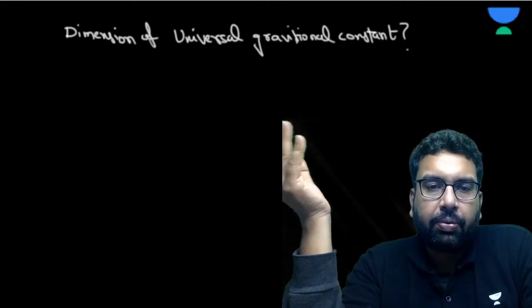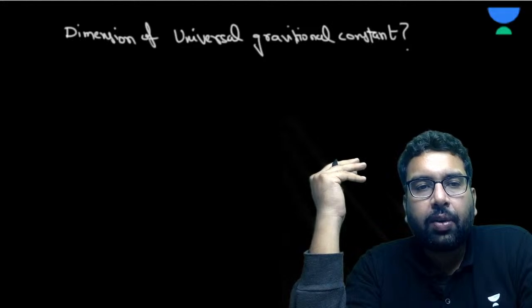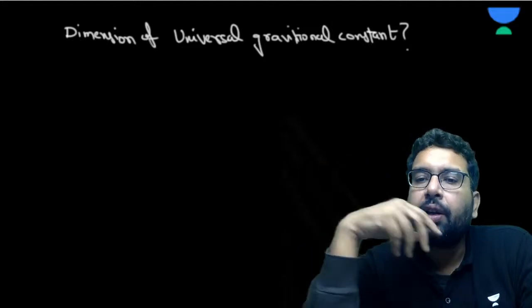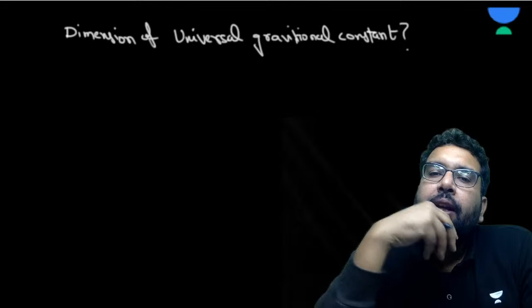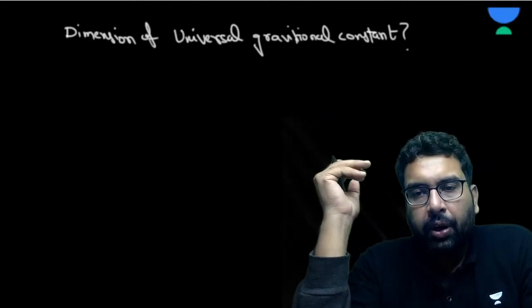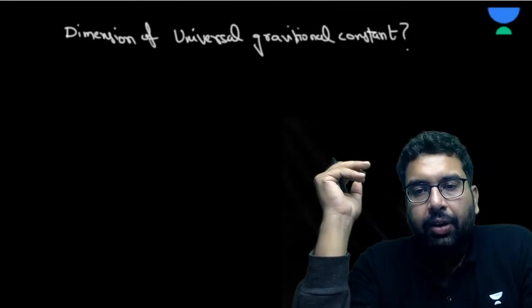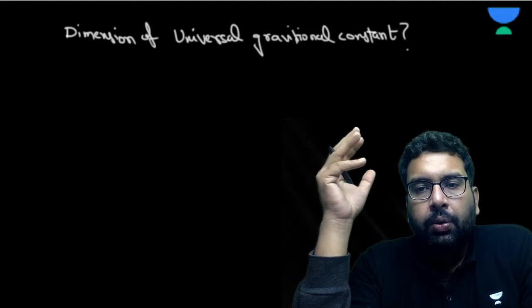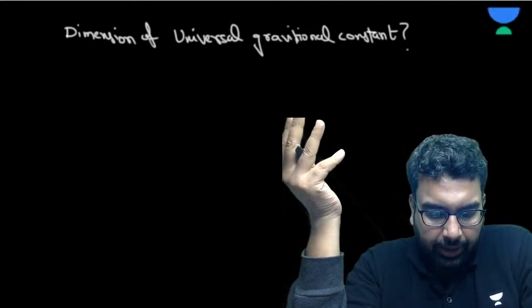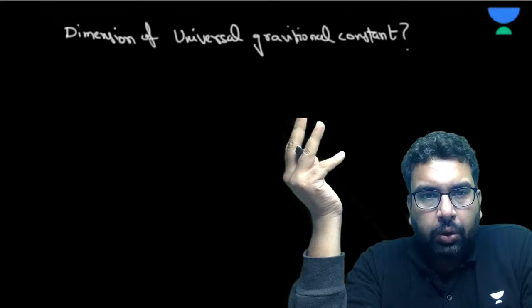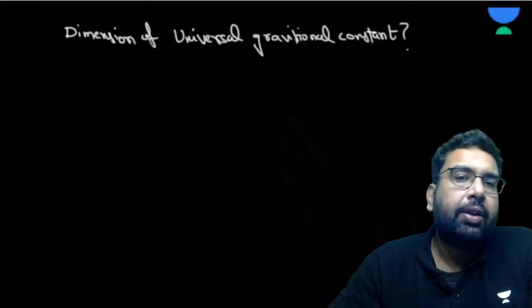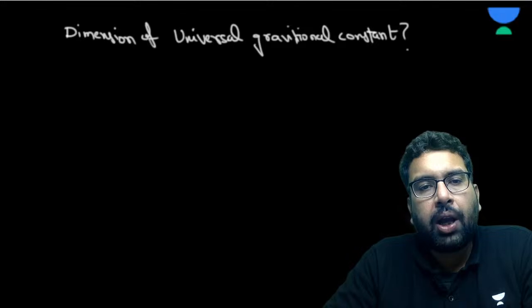In 12th, you are going to see the physical quantities. But what happens is that they ask you to derive the formula of a few. If you see the question, they may give you the formula themselves firstly. So to find the dimension of the universal gravitational constant, what is the formula?